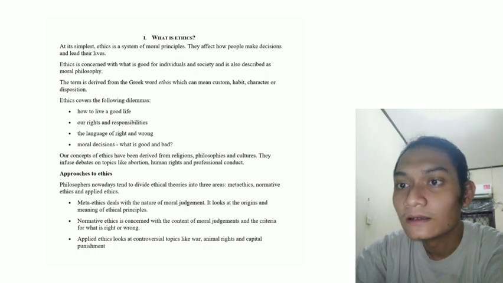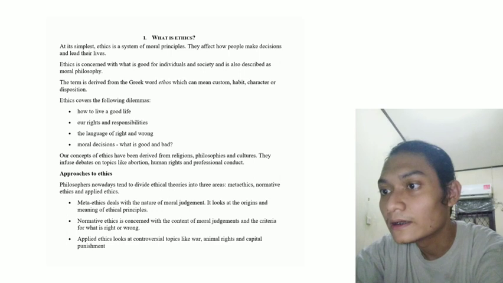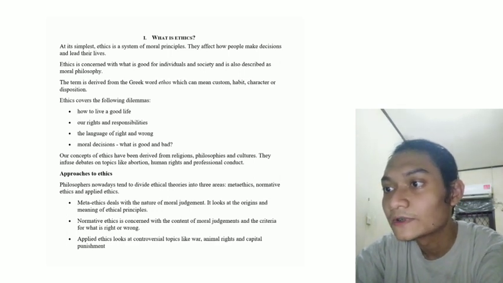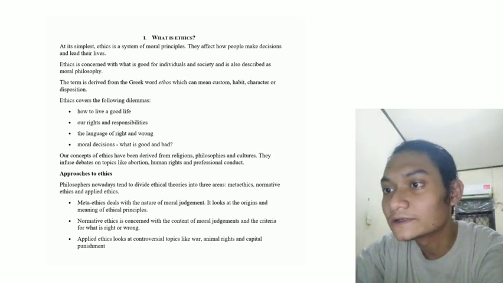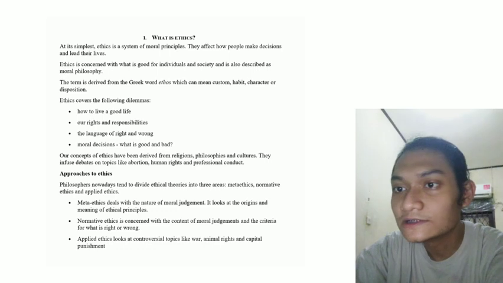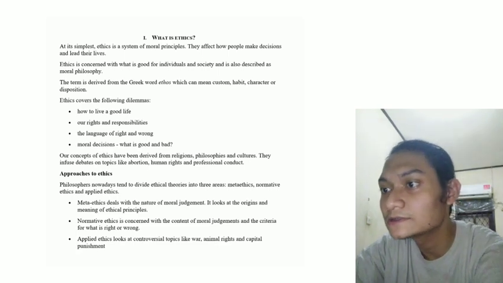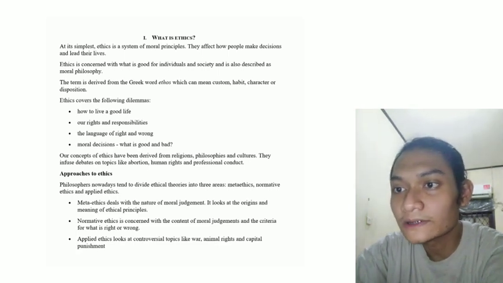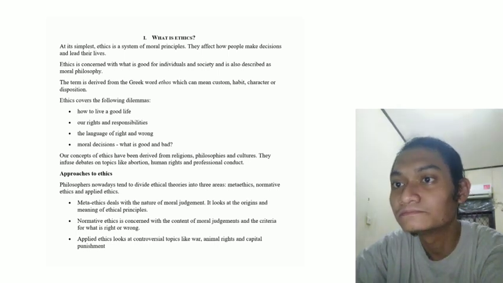Approaches to ethics. Philosophers nowadays tend to divide ethical theory into three areas: metaethics, normative ethics, and applied ethics. Metaethics deals with the nature of moral judgment. It looks at the origins and meaning of ethical principles. Normative ethics is concerned with the content of moral judgments and the criteria for what is right or wrong. Applied ethics looks at controversial topics like war, animal rights, and capital punishment.